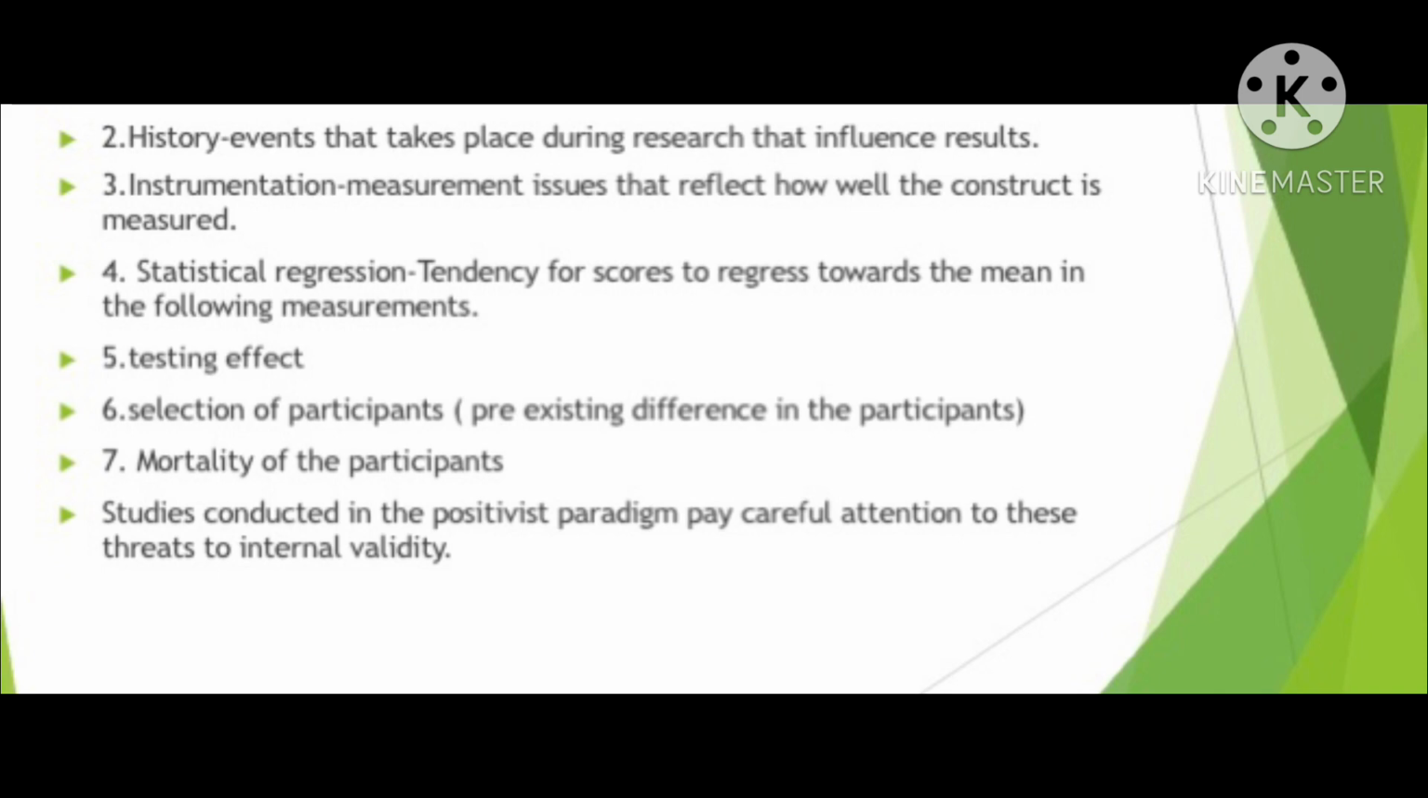The next one, mortality of the participants. We select many participants, and maybe the death of the participants affects our experiment, that is called the mortality of the participants. All these factors affect our internal validity.